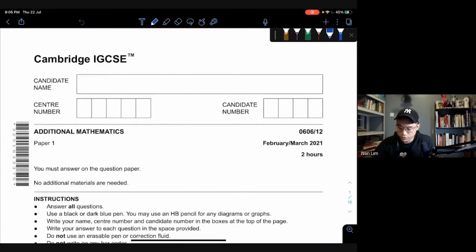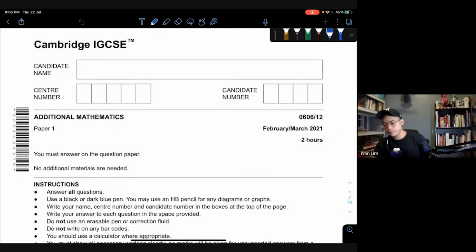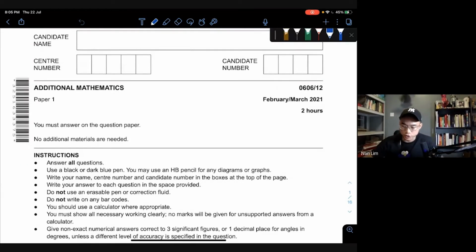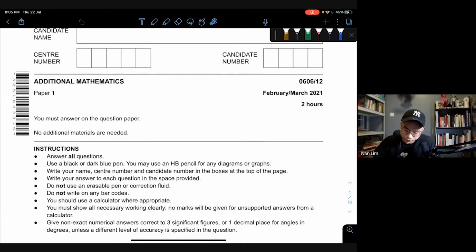Alright, so this is the February-March paper for 2021, paper 1. Okay, so just a short recap on what are the instructions that you all have to take note of. So answer all questions, use black or dark blue pen. You may use HB pencil for any diagram or graph. So don't use pen to draw the graphs and all that, because later you all write until very messy. If something is wrong, then at least you all can correct it.